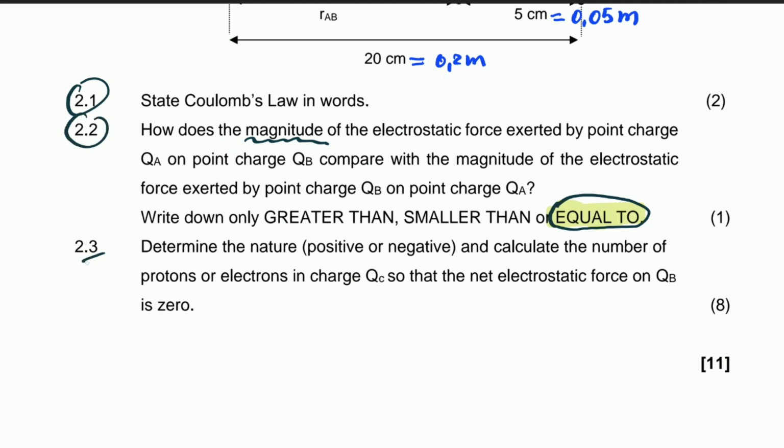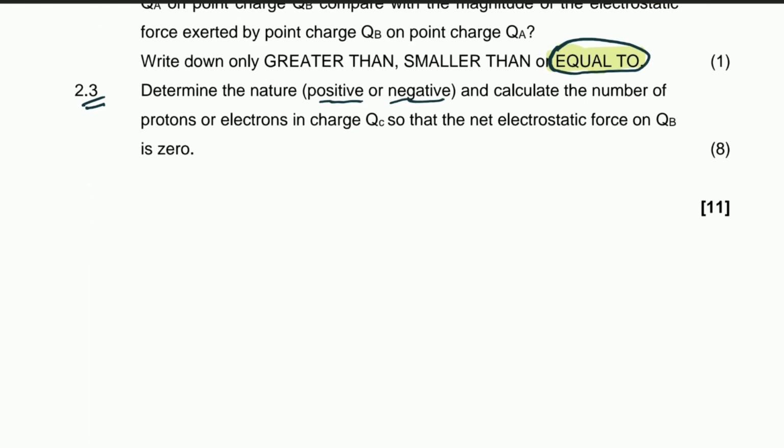Now, question 2.3, it could be the difficult one here. Determine the nature. Now, when they say determine the nature, they mean it's either positive or negative, and calculate the number of protons or electrons in charge QC so that the net electrostatic force on QB is 0. This may be a tricky question. Remember, first of all, to calculate the number of electrons, we need to use this formula. It's charge quantization done in grade 10. This one is the elementary charge, okay? Now, that is what we need to know.